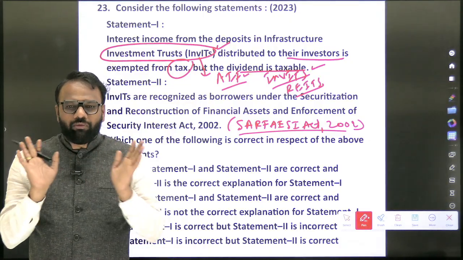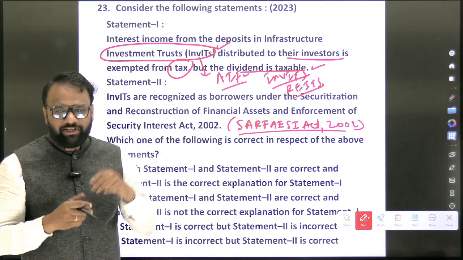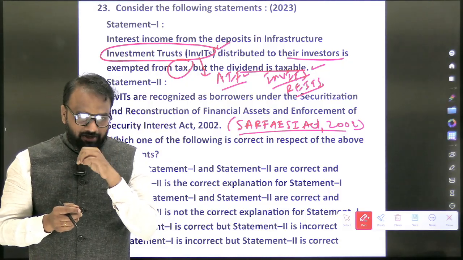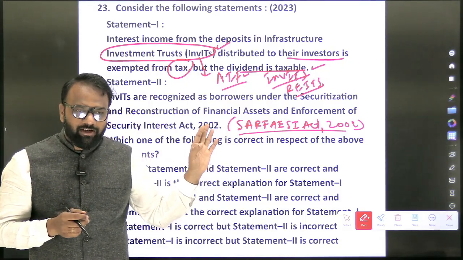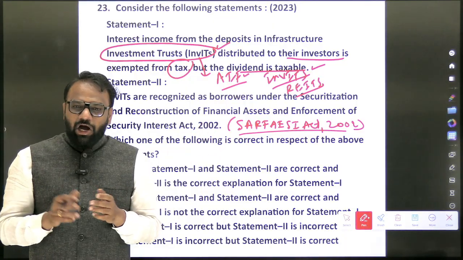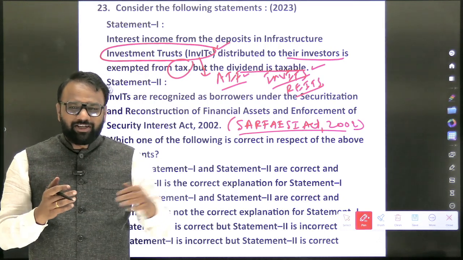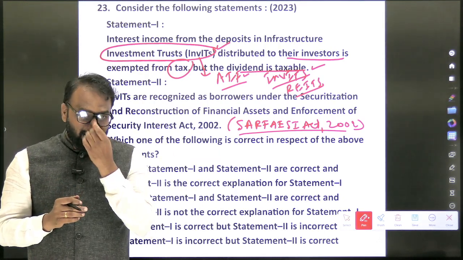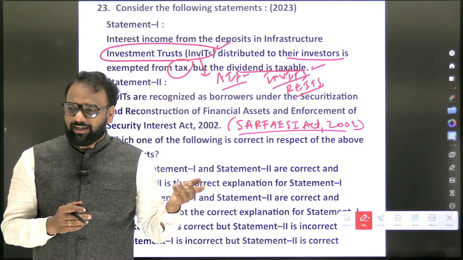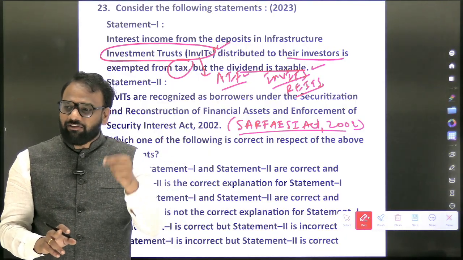Anyone who takes a loan, who borrows money, will be considered as a borrower under the SURFACE Act. From this option, we got to know that INVITs are considered as borrowers under the SURFACE Act. How about REITs? Obviously, they will also be considered as borrowers. I already included in the notes what the SURFACE Act is and when it will be invoked.